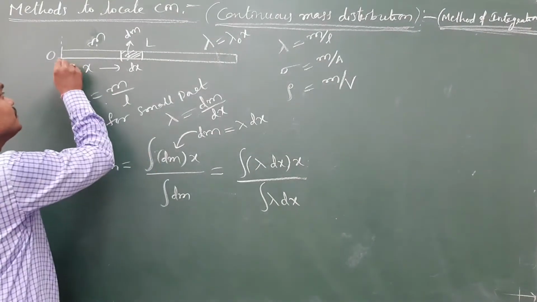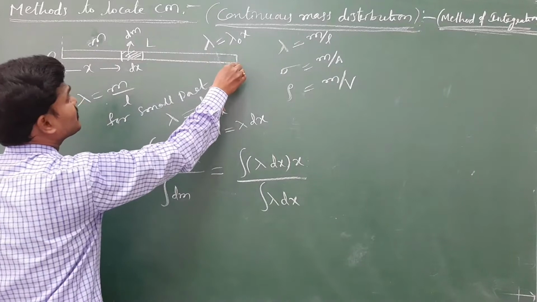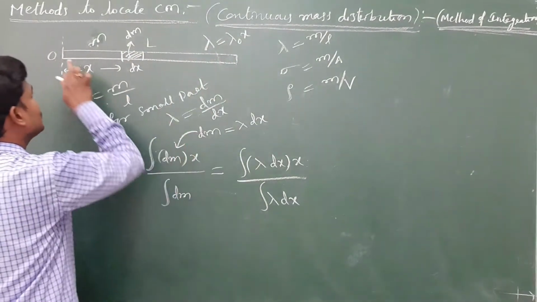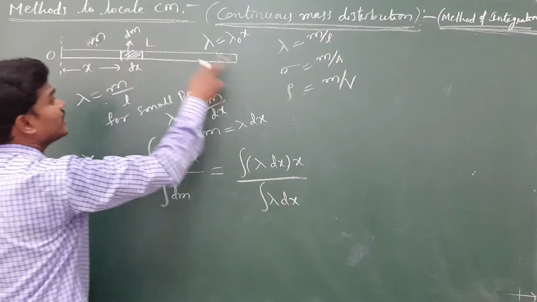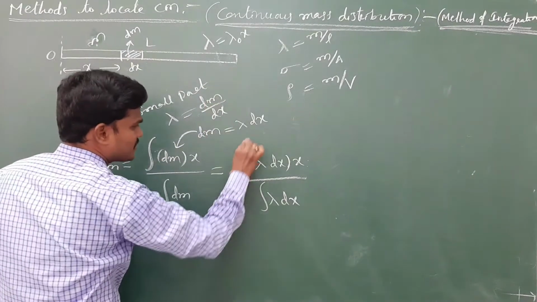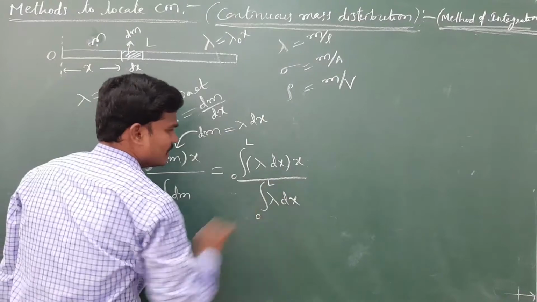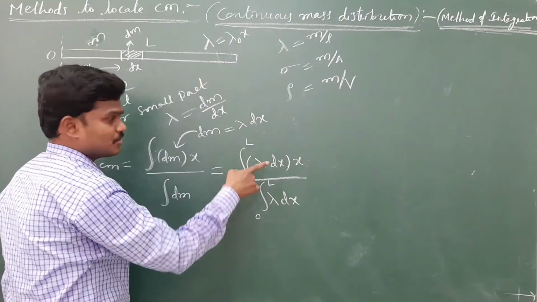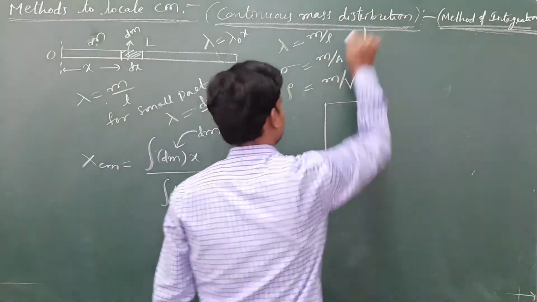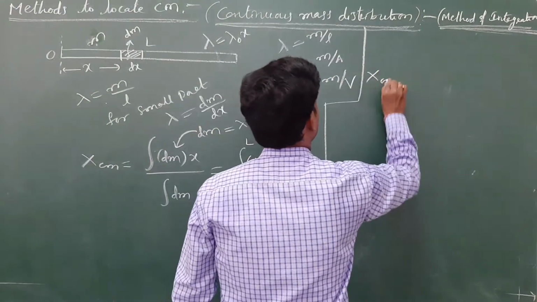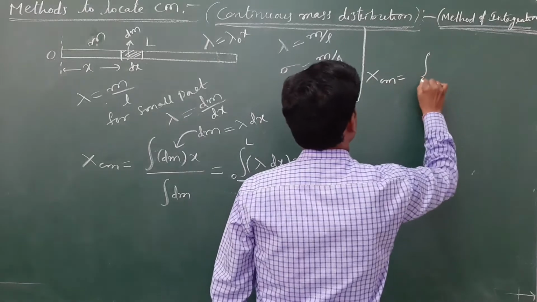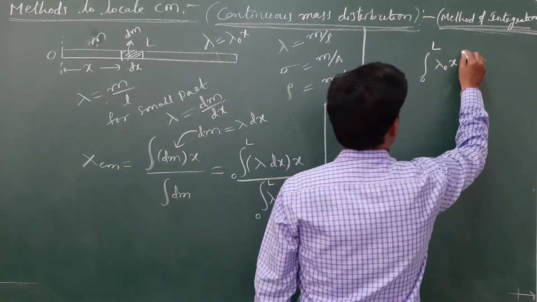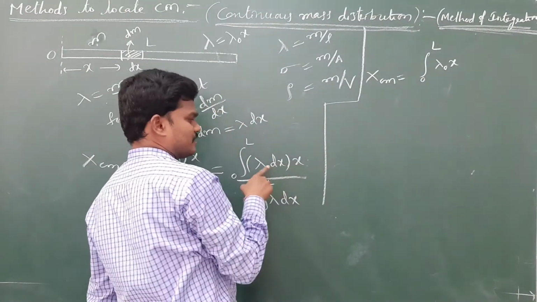Now identify the limits, meaning we are moving from this end to the other end. The total length of the rod is L, so the limits are 0 to L. If lambda is given, substitute the lambda value. So the center of mass is going to be, from 0 to L, lambda, which they mentioned as lambda naught x, and this varies, and this x I multiply here.